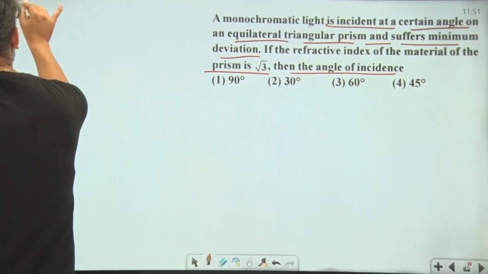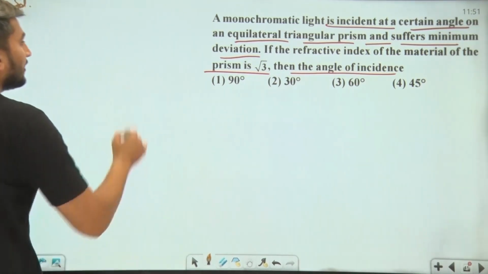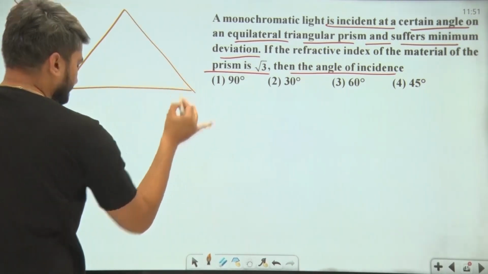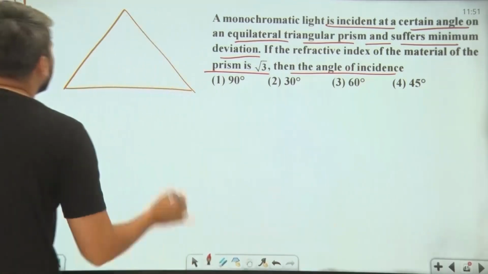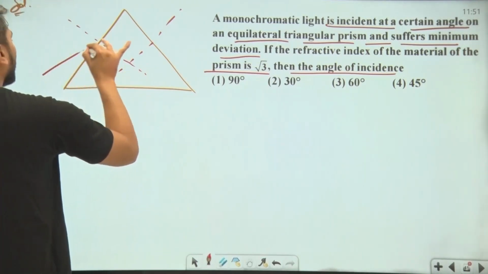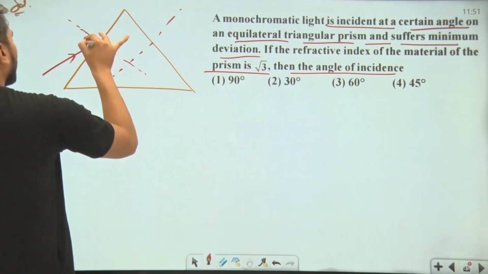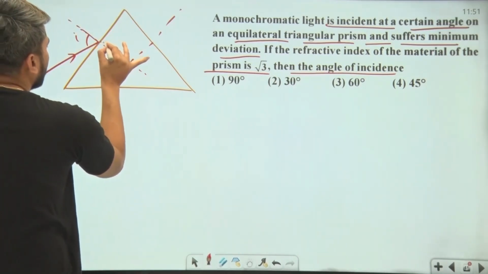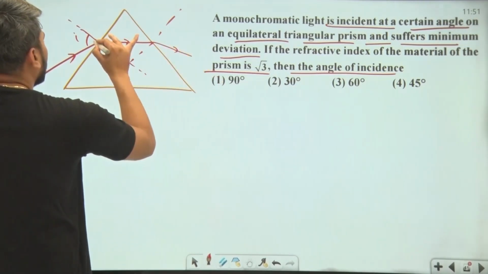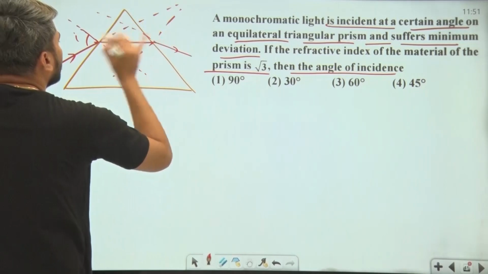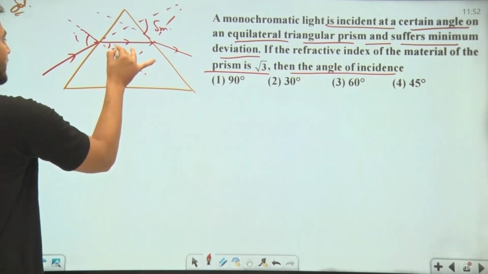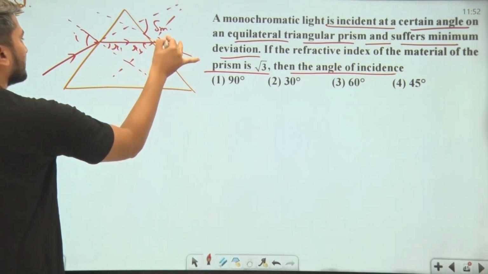So the situation is, there is an equilateral triangular prism. There is an equilateral triangular prism like this. Now there is monochromatic light incident at an angle of i. Now it is going like that, and we can say this is our minimum deviation. This is the minimum deviation. Let this be R1, this R2, and this is e.